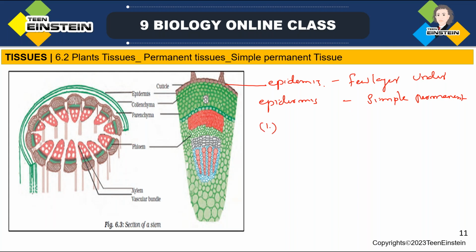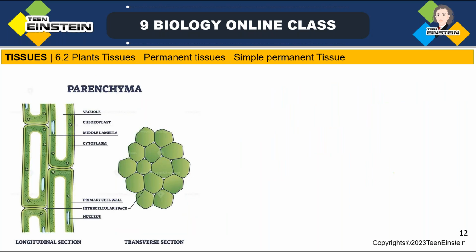So here generally parenchyma, collenchyma, and the third one sclerenchyma. These are the main simple permanent tissues. So let's see one by one. Parenchyma.